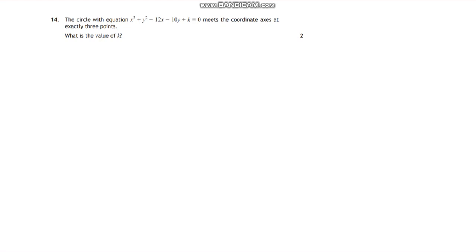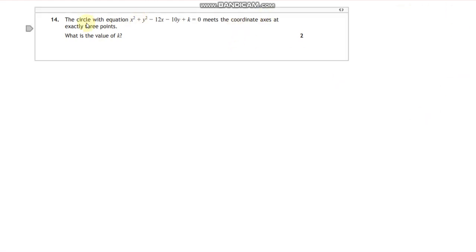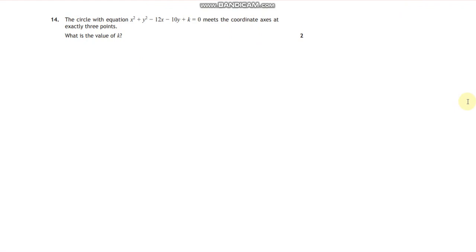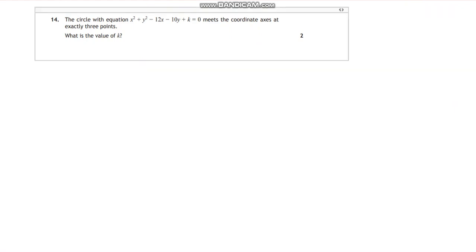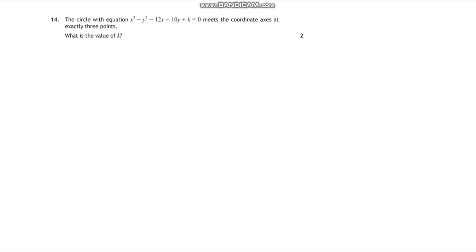Question 14. So we've got a circle with an equation that meets the axis at 3 points. What is the value of k? Oh, well, as we look at this, it took me a while to visualise it. Probably quite a hard-fought 2 marks if you're in an exam under pressure. But yeah, okay, let's have a little think.